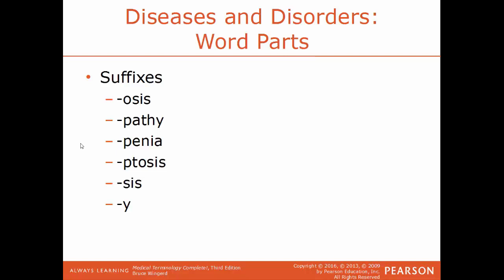Ptosis means a drooping or a sagging. Cis means the state of or a condition. And the suffix y means a process or a condition.